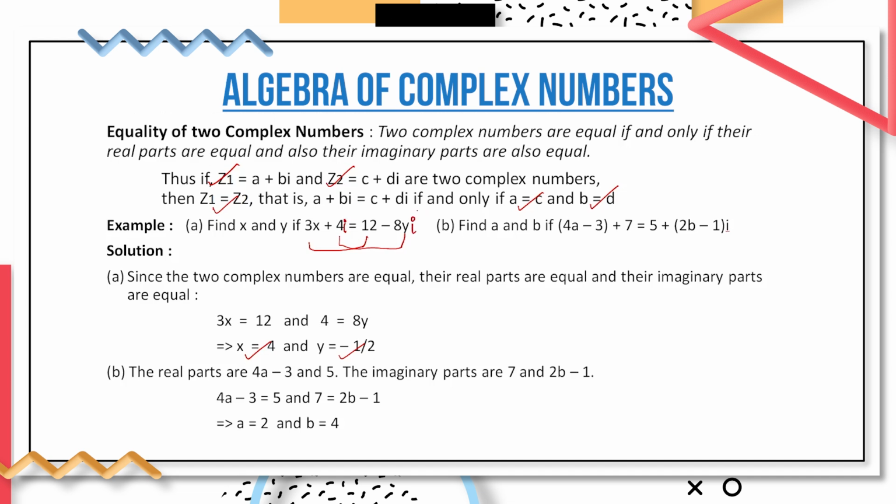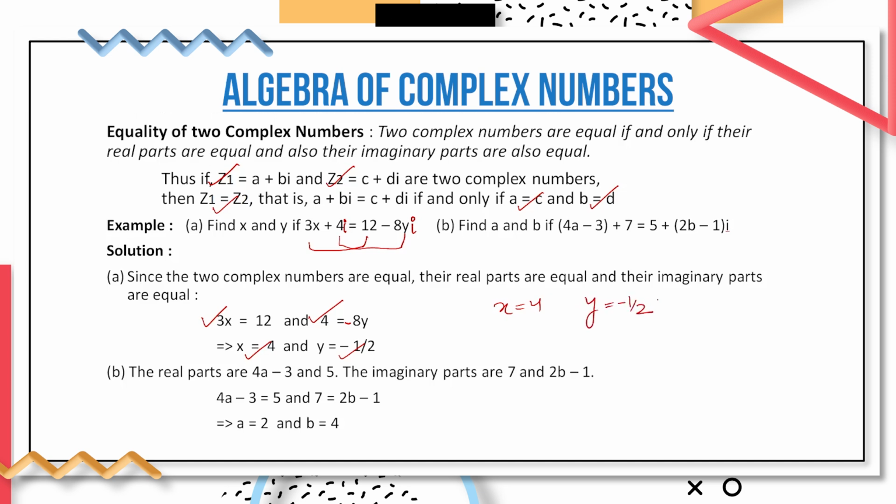So, that means now it is a complex number. So, comparing the real part, that means 3x is equal to 12. Comparing the imaginary part, that is 4 is equal to minus 8y. Then by solving, we get x is equal to 4 and y is equal to minus of 1 by 2.